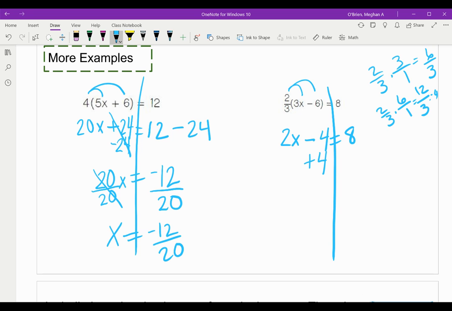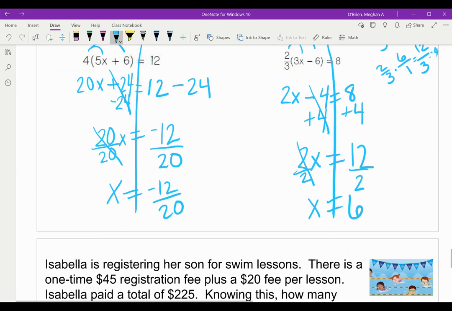minus 4. I'm going to add 4. I'm going to add 4. I've got 2x equals 8 plus 4 is 12. Divide out the 2, divide out the 2, and x equals 6. I know I can go back and plug it in and check just to make sure.